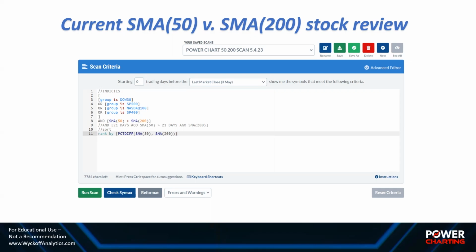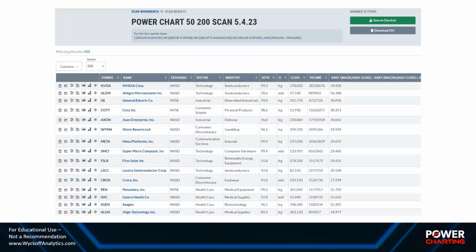And the first scan we're going to run is simply, as of the last close, the 50 is greater than the 200. We're also going to sort this by the percent difference between the 50 and the 200. In this particular case, that will give us the largest numbers first.